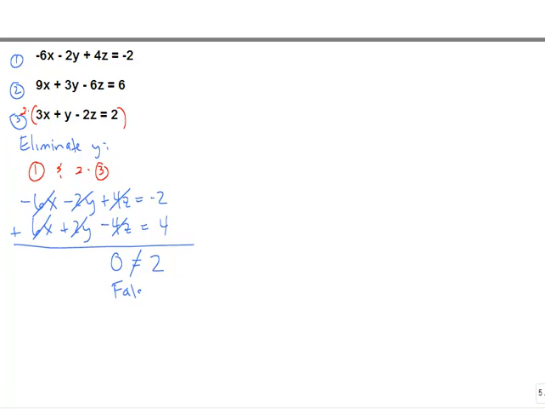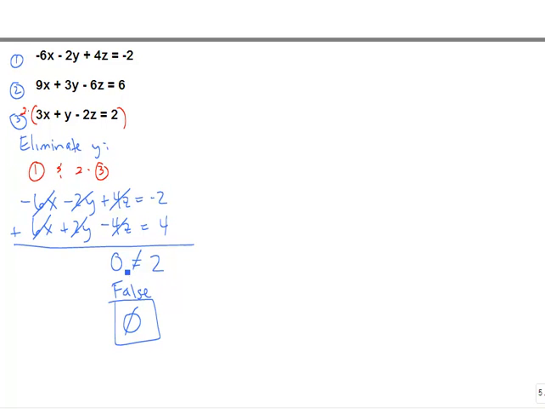So what does that imply? It means no matter what I pick for x, y, or z, there's no way that I can get 0 to equal 2. And so there's no solution that's going to work. So this was actually an easy system because we got that false statement right off the bat, and so we know that there can't be any solution to this system at all.